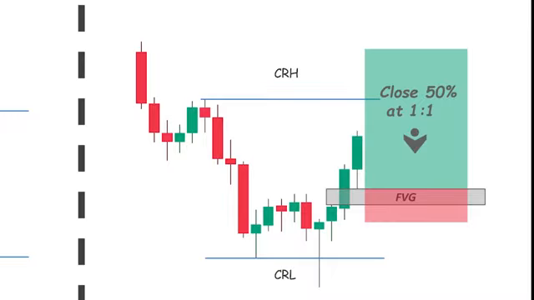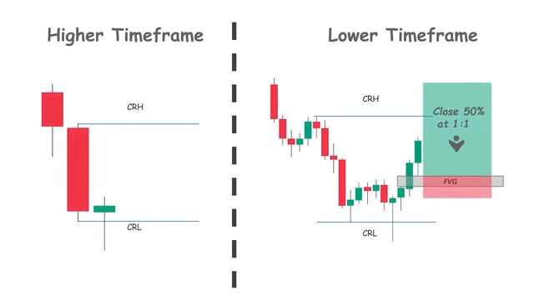For the rest of the trade, we let the profit run until the price reaches a strong level ahead. Since this is a trend continuation setup, this combination gives us a powerful and smart way to trade CRT, but this time with the direction of the market.